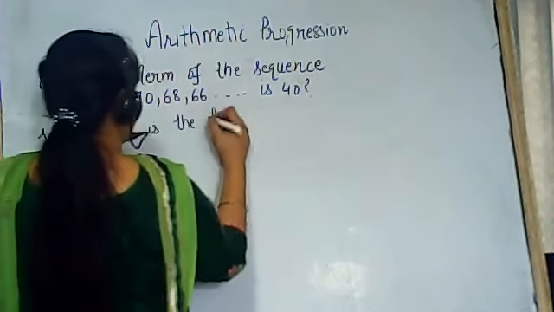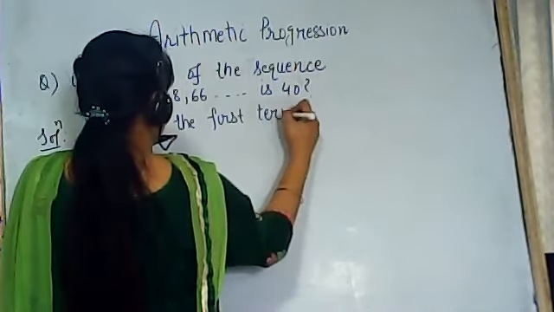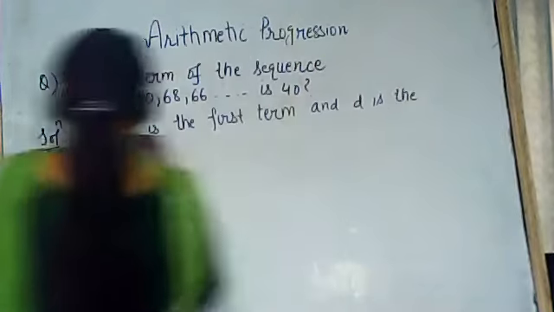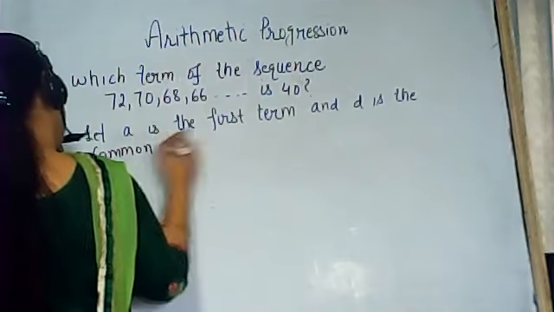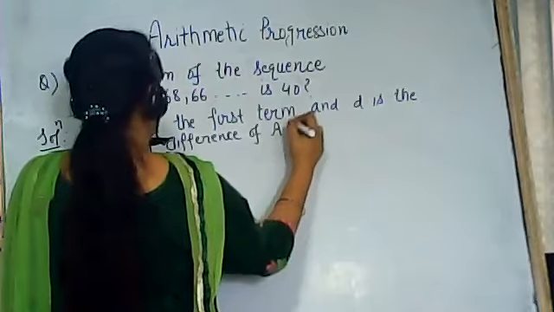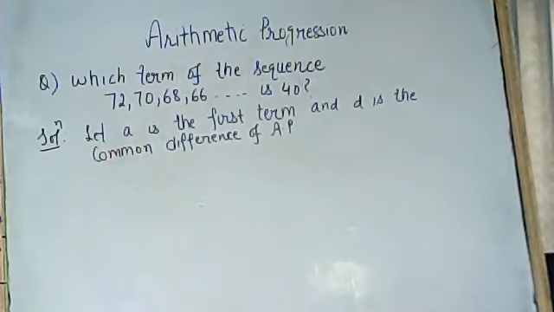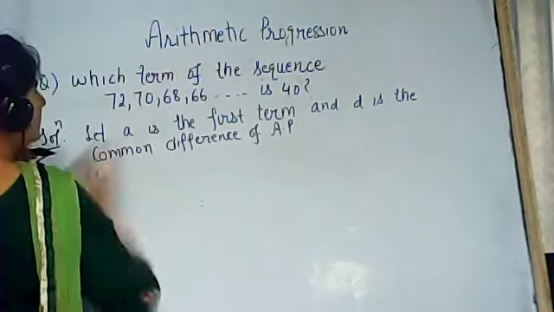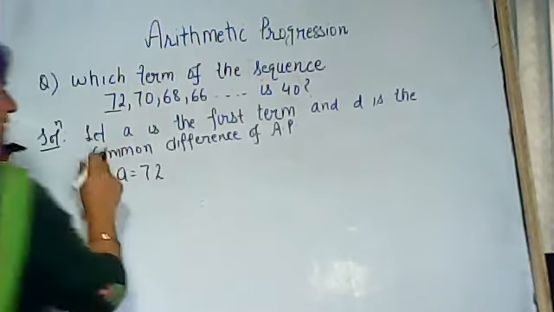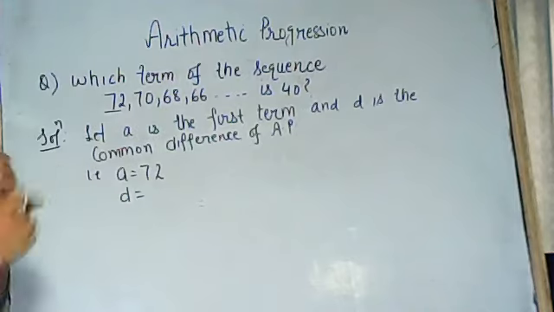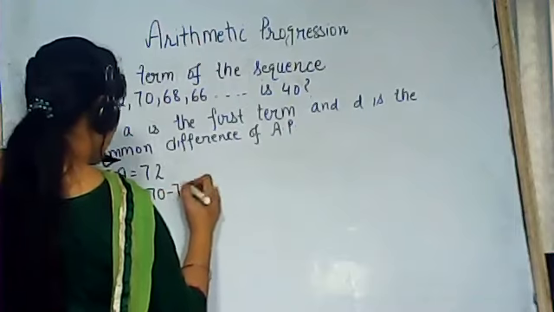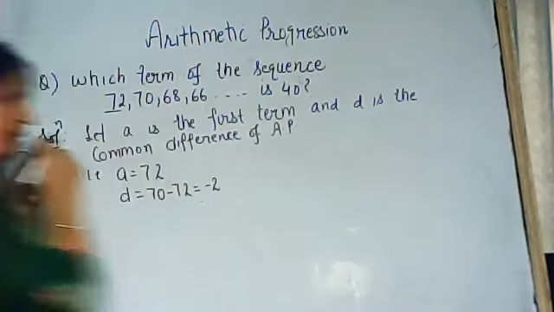Let A be the first term and D be the common difference of the arithmetic progression. What is the value of A? A is the first term, which is equal to 72. Now, what is D? This is the common difference. And how can we calculate the common difference? Second term minus first term, that is 70 minus 72, which is equal to minus 2.